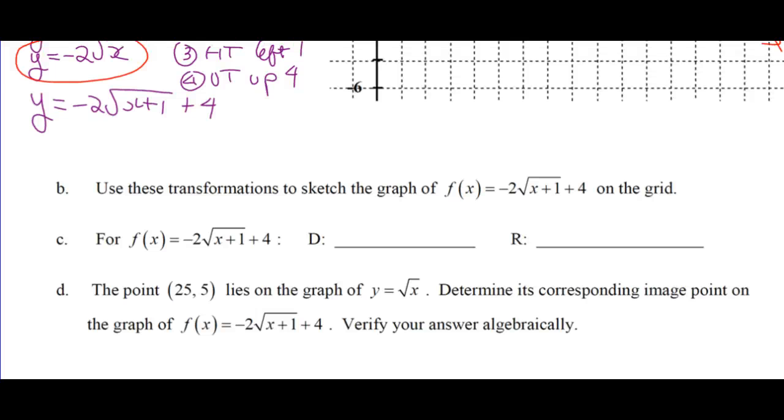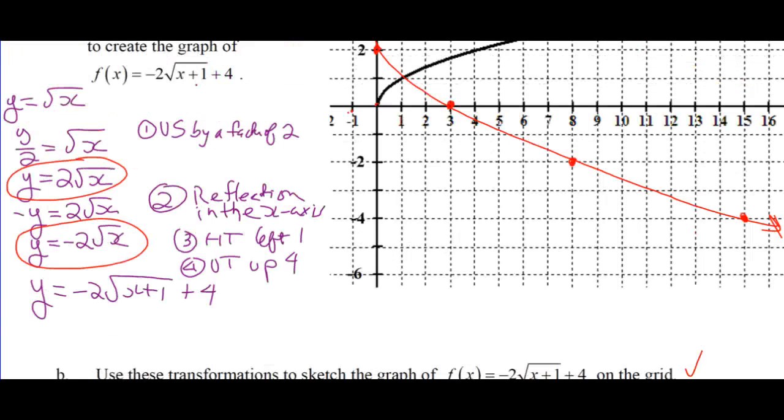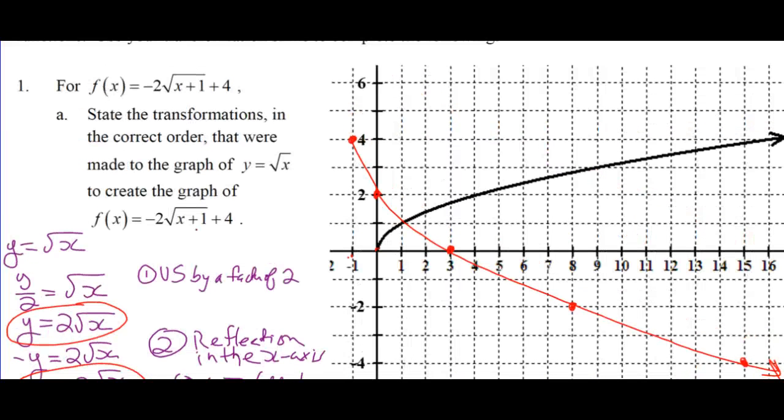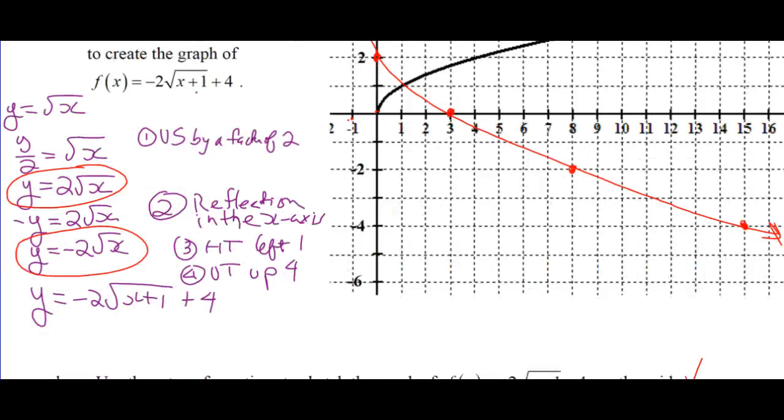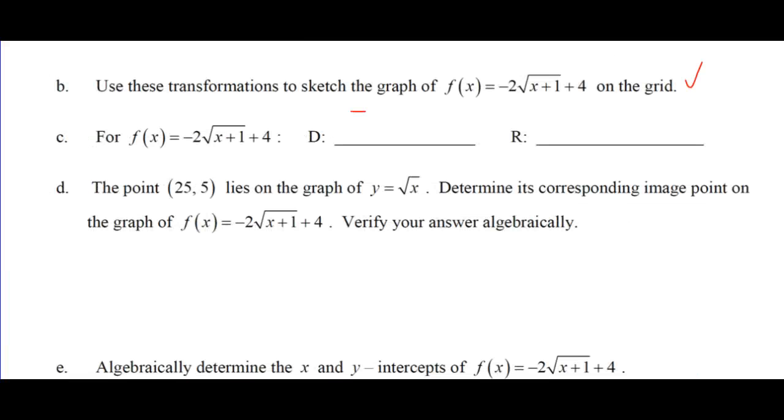Use these transformations. Check. What's the domain? What's the start of the domain? Right, you can look at this too. Just say x plus 1 has to be greater than or equal to 0, so x is greater than or equal to negative 1. And let's use fancy domain notation. So negative 1 to infinity.